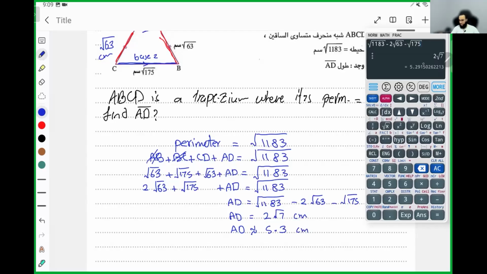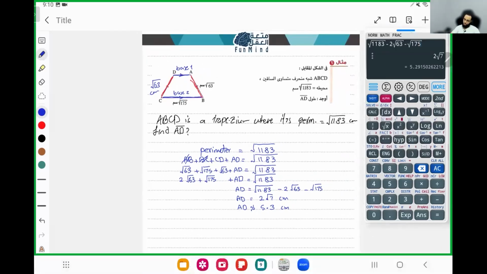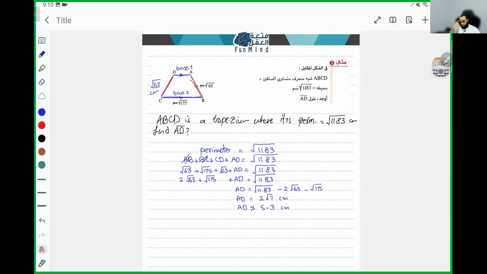So I write it approximately 5.3 because after the 2 there is 9 and then I give the 2 another one, then it's 5.3 approximately. It's correct. With the calculator, what happened? It gives me 2 square root 7. Okay, 2 root 7 and the same. Why do we inverse the second? Because it was positive. Positive root 175 goes to the other hand side negative. Positive 2 root 63 goes to the other hand side negative.